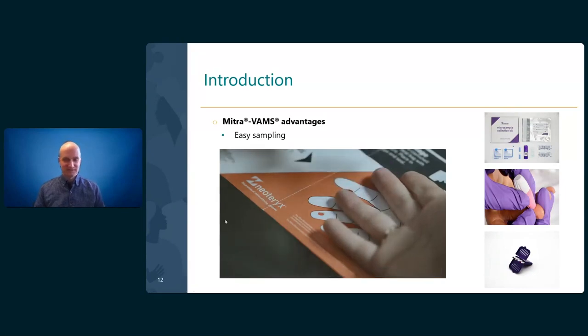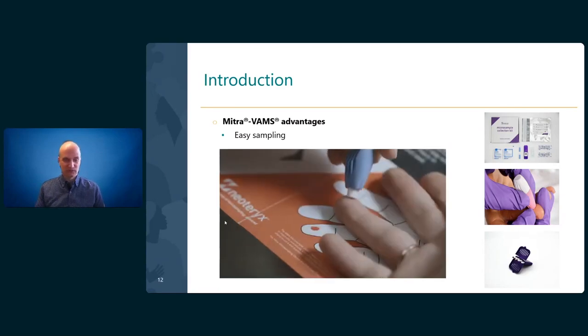And that's it, as easy as you can see here in the video. So a finger prick, and then you collect the small volume of the sample on the Mitra VAMS. You let it dry, and everything is done. Then you send it to the laboratory for the analysis.